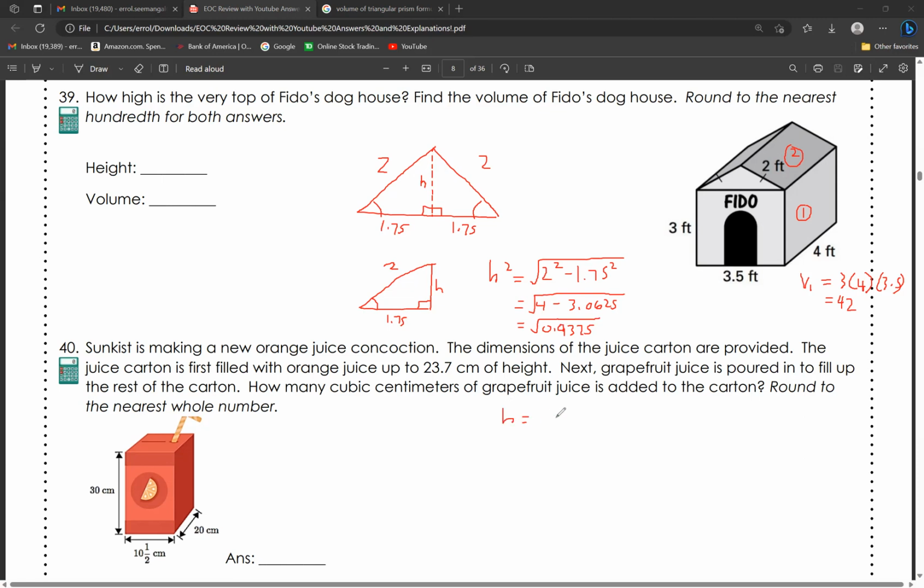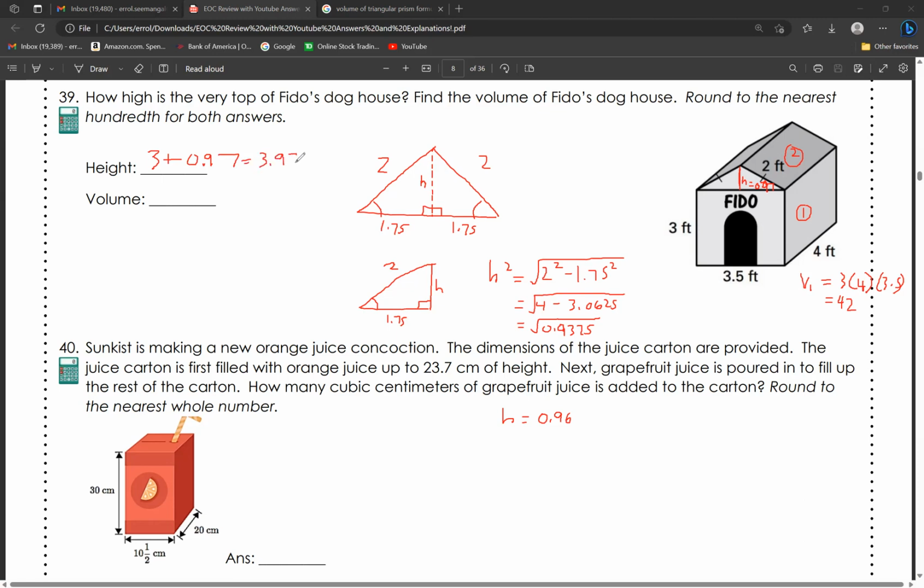So h is what? So 0.9375. It would just be 0.96. Okay, so if your height, this right here, from here to here is h equals 0.97. It says two decimals, right? Nearest hundredth, yeah, 0.97. So now your height would be the 3 plus the 0.97, 3.97.